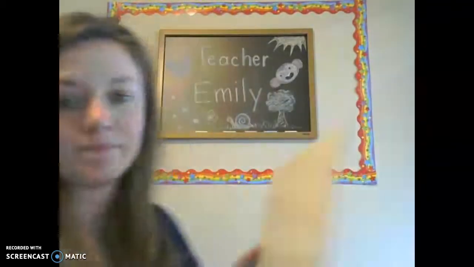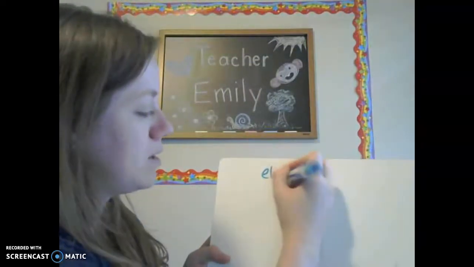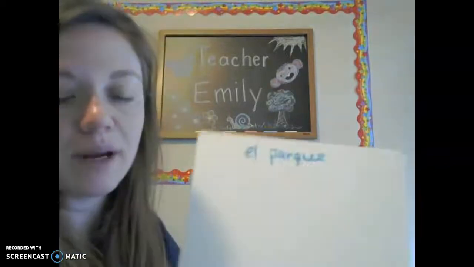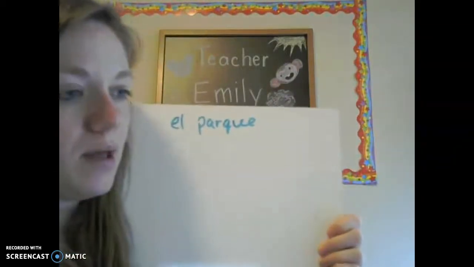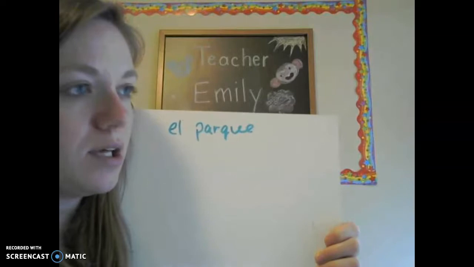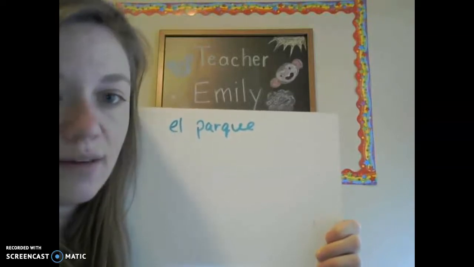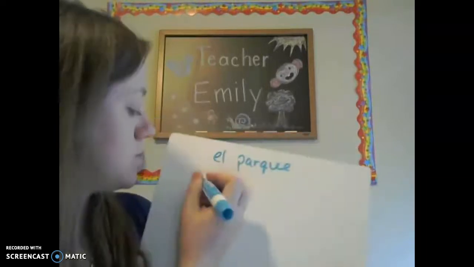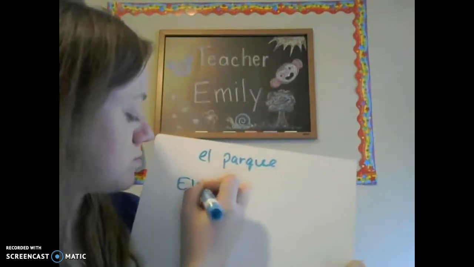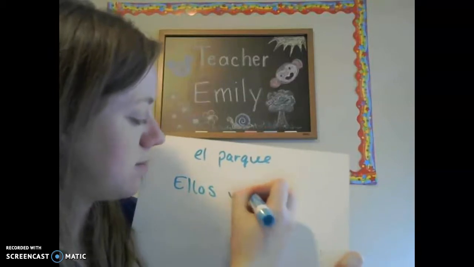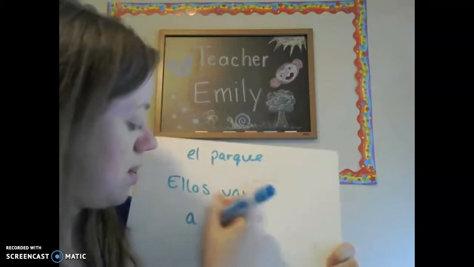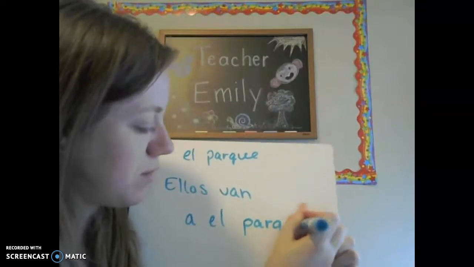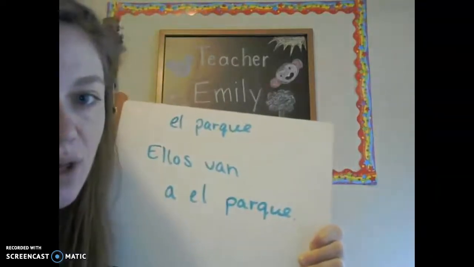el parque. El parque. This one's easy to know what it means because it looks like the English word, park. El parque. Let's say they, a mixed group of girls and boys, go to the park. So ellos van a el parque. Now there's an error in this. I wanted to write it incorrectly so that you could see what's wrong.